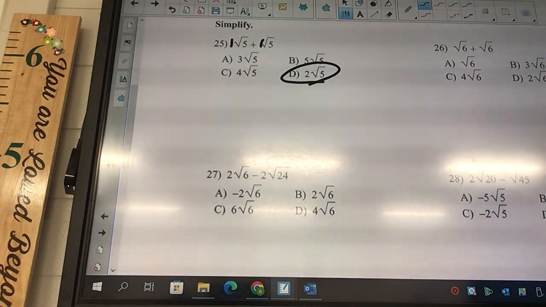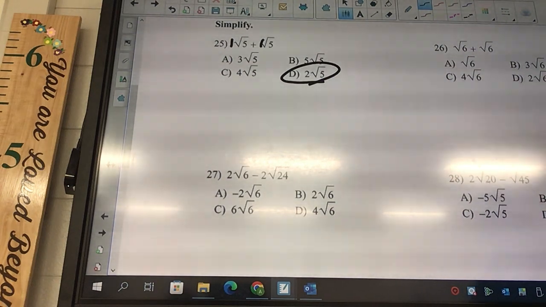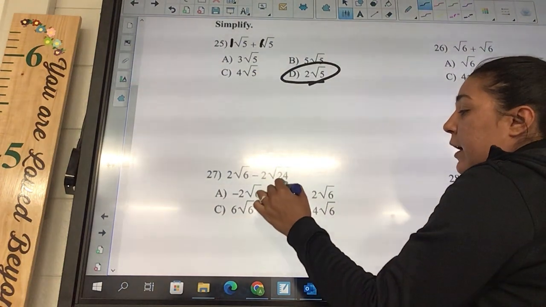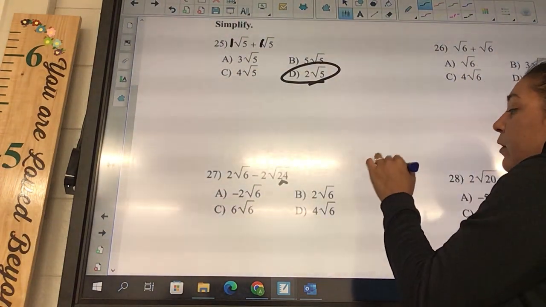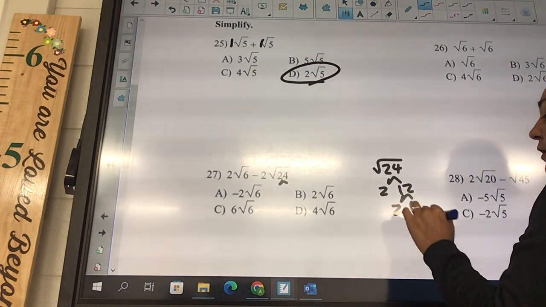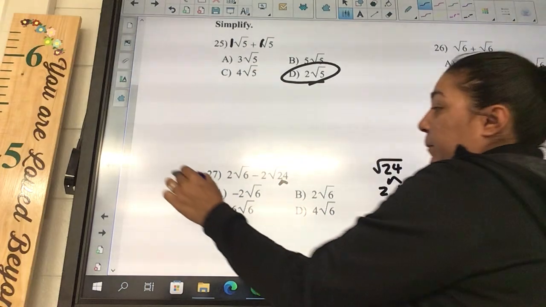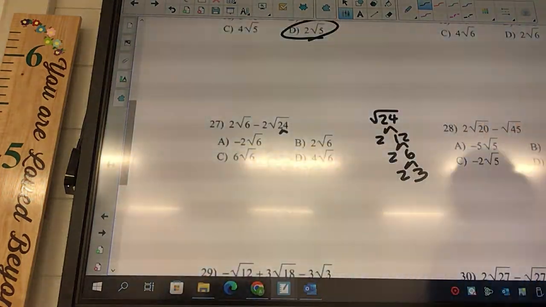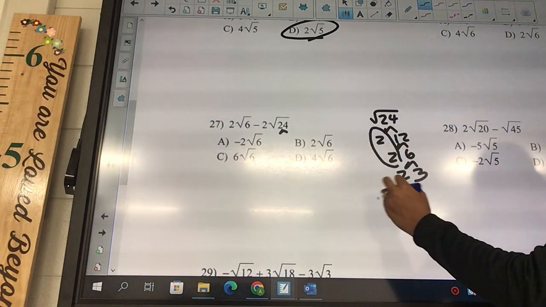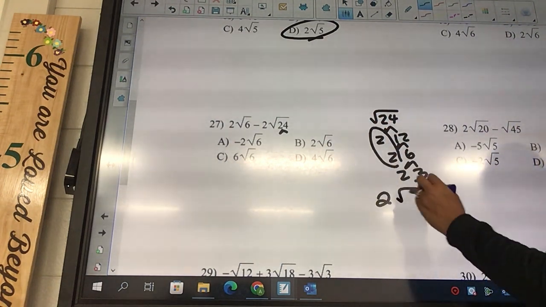Okay, 26 or 27, do they have the same insides? No, so this one needs to be simplified. Okay, the 24, so for 24 you've got 2, 12, 2, 6, 2, 3. Who can go? A set of 2's. Okay, so this radical is going to become 2 square root of 6.